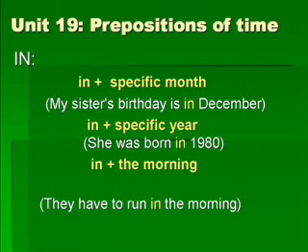Likewise, in is used with specific years, a particular year. For example, she was born in 1980. So in 1980, not on 1980 or at 1980. The right preposition of time is in 1980. So with year we use in.